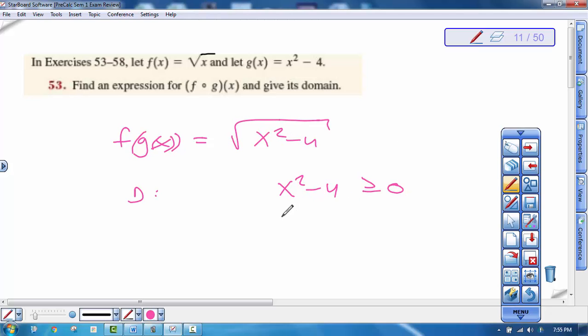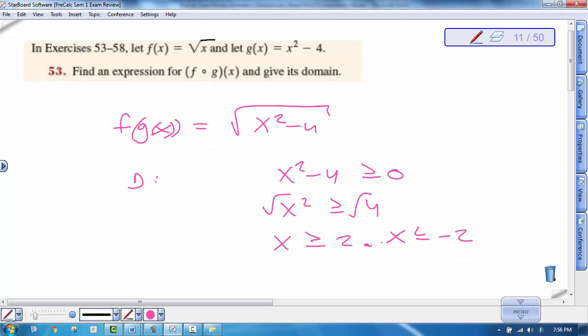So if we solve this, we get x squared is greater than or equal to 4. If we add 4 to both sides, square root both sides, we get x is greater than or equal to 2. We also get x is less than or equal to negative 2 if we do switch the sense and do the plus or minus. So there's the domain. So we would use the word or here.